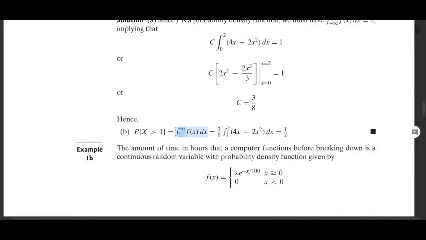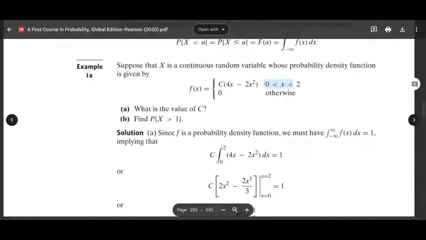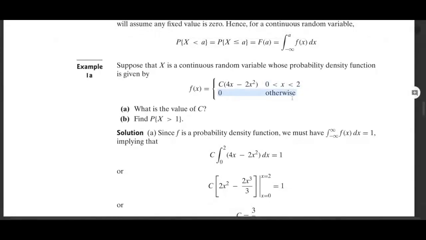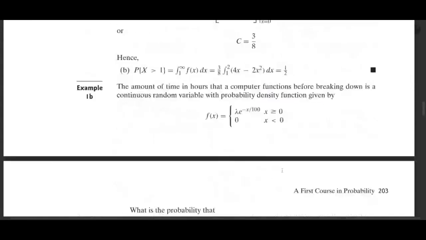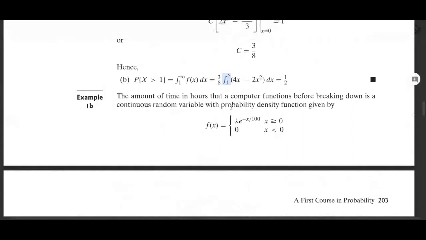So let's just integrate this density function from 1 up to infinity. The function is 3/8 of 4x minus 2x squared dx. And also the function is defined between 0 and 2, because it's 0 otherwise, right? So we can change the infinity sign to 2. Then the rest is easy. So in the end, we'll get a half. Anyone has any questions?